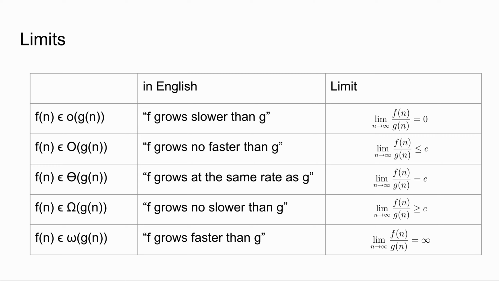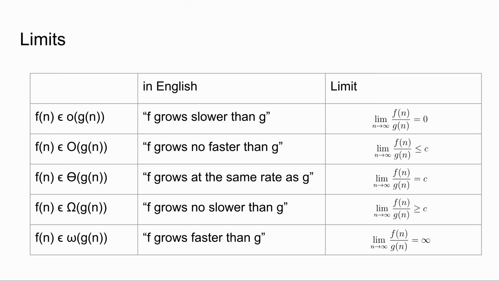And in English terms, we can think of the growth rates of f and g. So f of n is in little o of g of n if f grows slower than g, and the limit as n goes to infinity of f of n over g of n is 0. f of n is in big O of g of n if f grows no faster than g, and the limit as n goes to infinity of f of n over g of n is less than or equal to some positive constant c. f of n is in big theta of g of n if f grows at the same rate as g, and the limit as n goes to infinity of f of n over g of n is equal to some positive constant c.